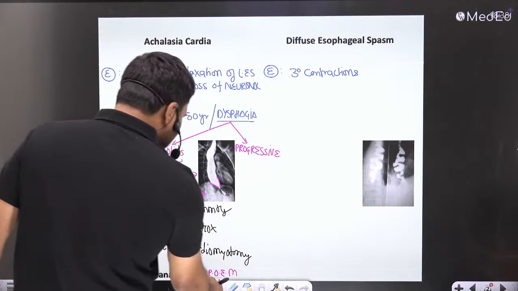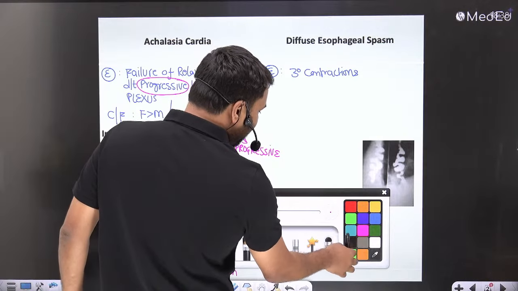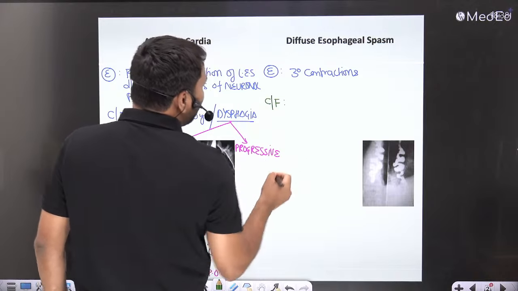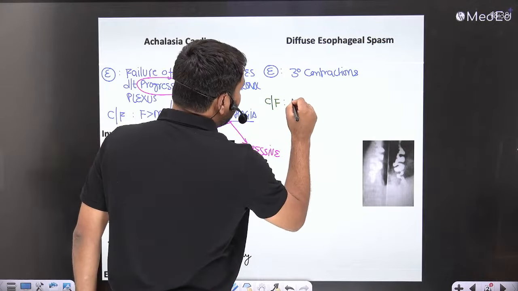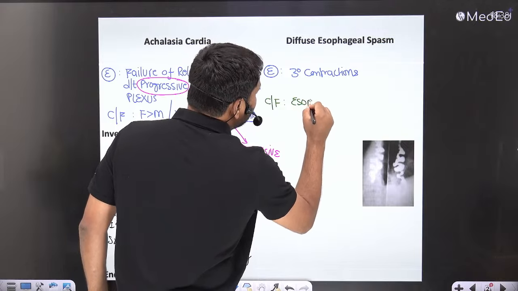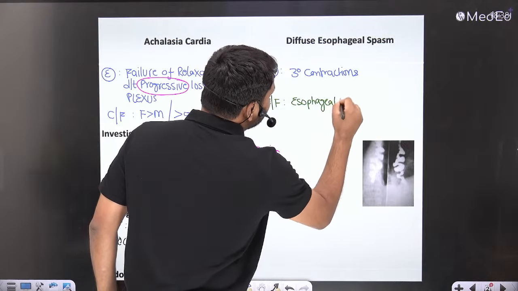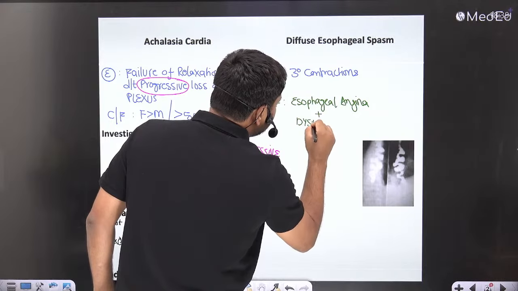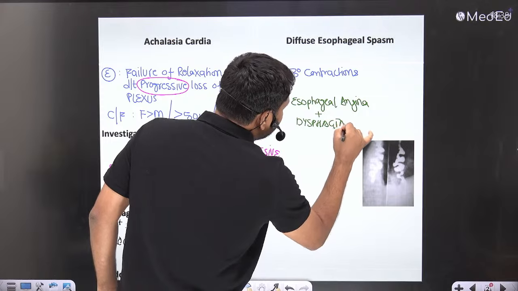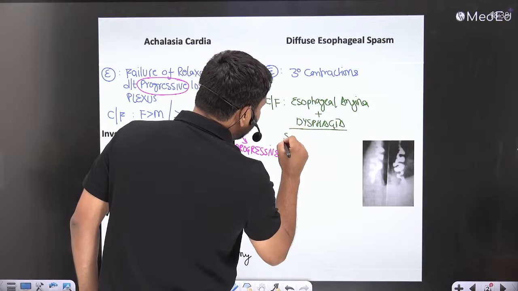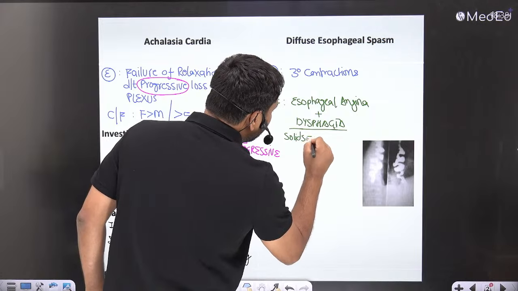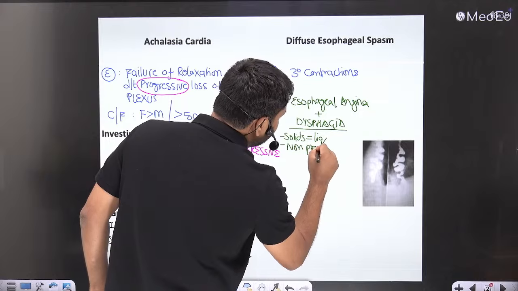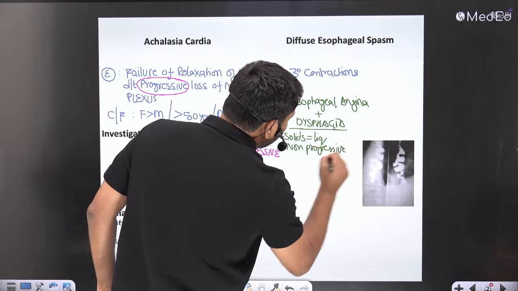Coming back to diffuse esophageal spasm, the characteristic clinical presentation will be sudden severe onset of thoracic pain. So the patient is going to have severe pain. This is what we call esophageal angina. It will be associated with dysphagia. Initially, the dysphagia that the patient complains of will be for both solids and liquids, and it remains equal for both. This will be a non-progressive dysphagia.